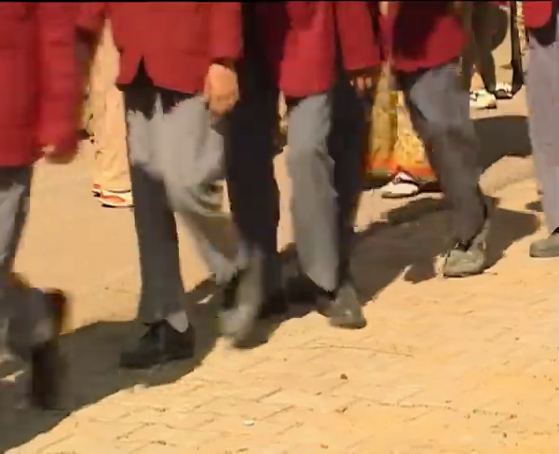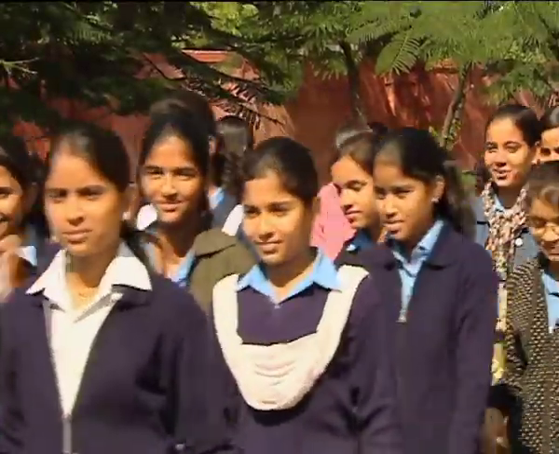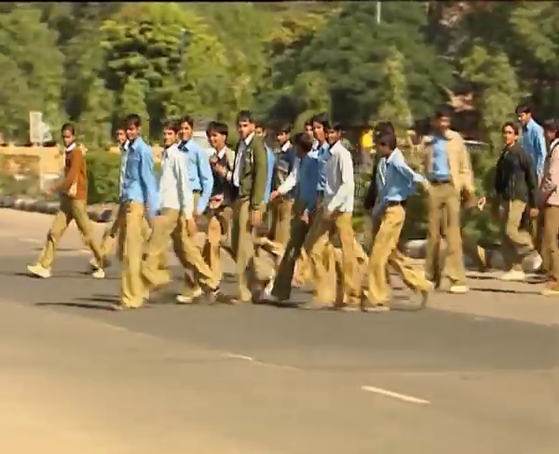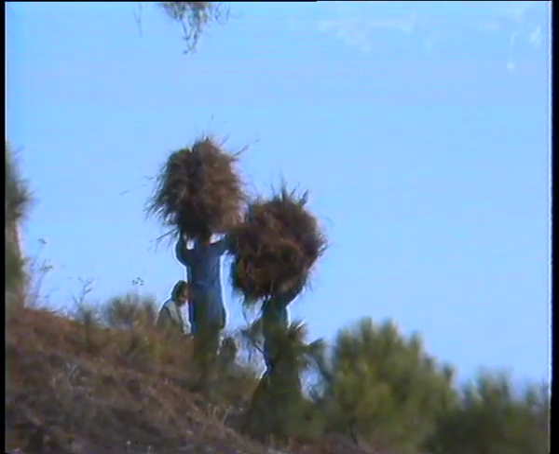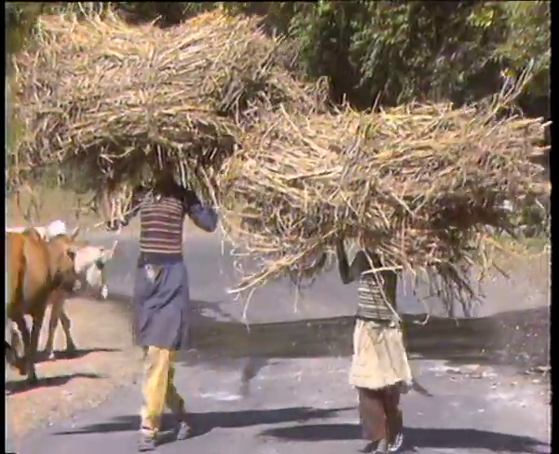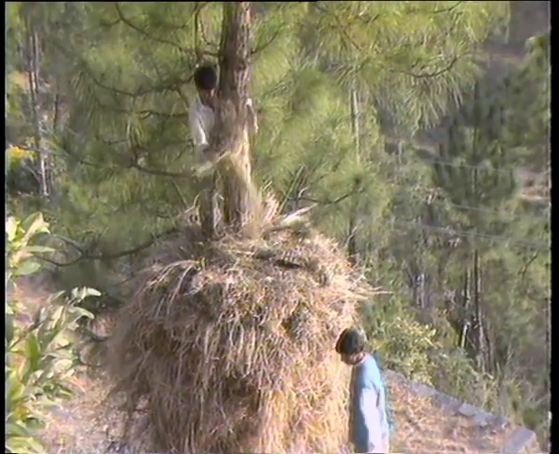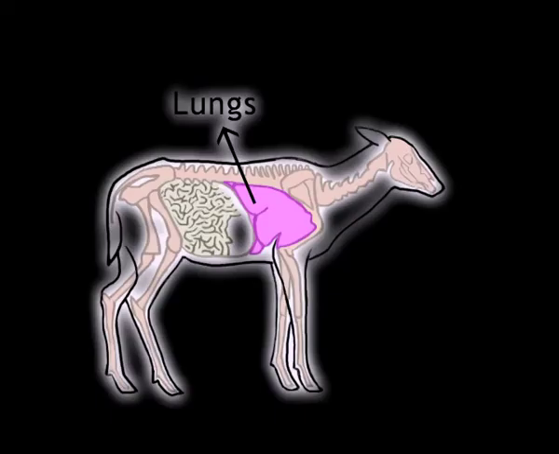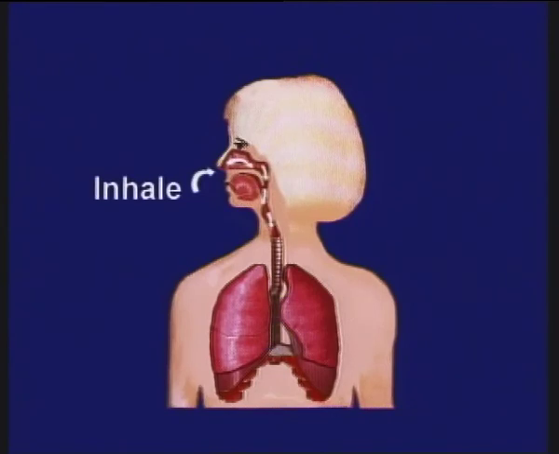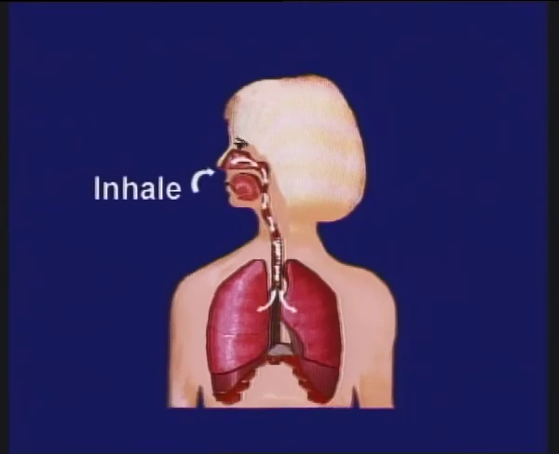Human beings walk on 2 feet. This is called as bipedal locomotion. Bipedal gait has made hands free. Hands can therefore be used to perform many other functions. Lungs of man, birds, and other animals are adapted to use oxygen from the air or for aerial breathing.